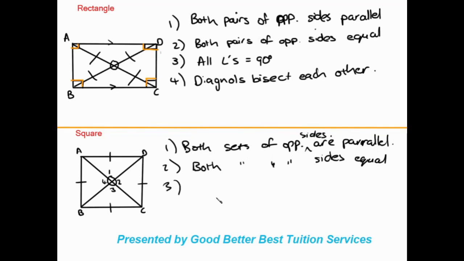Point number 3 is going to be, no sorry, all angles are also 90 degrees. So they don't put it there, but we can put that in quickly just so we can identify it. Moving on to property number 4, it says diagonals bisect each other once again.